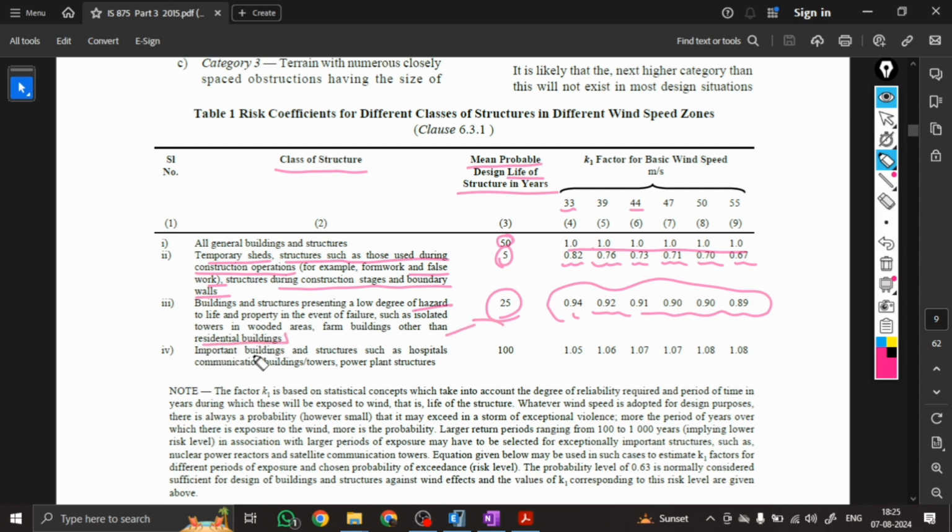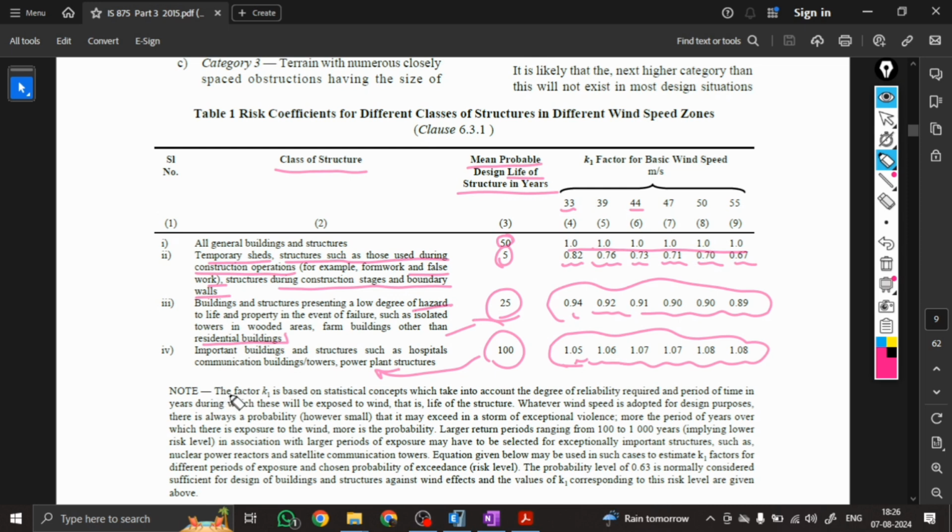Now important buildings and structures such as hospitals, communication buildings, towers, power plant structures, means if you are designing for 100 years, or the structure is important, then we are designing for 100 years. So for that we are using these values.